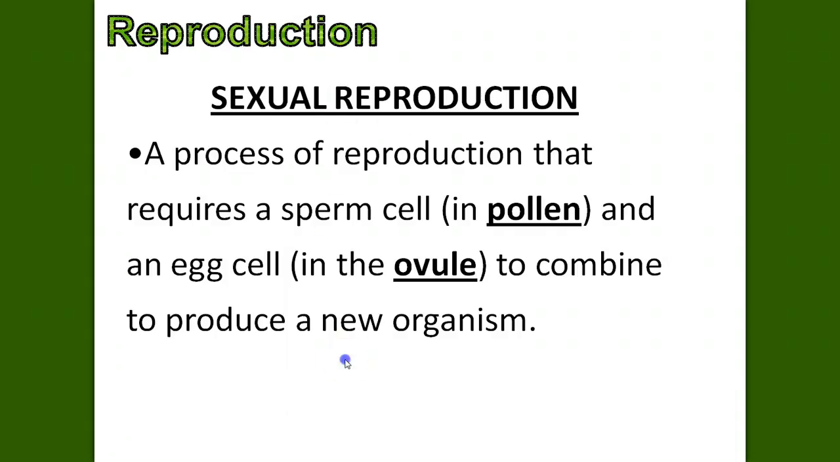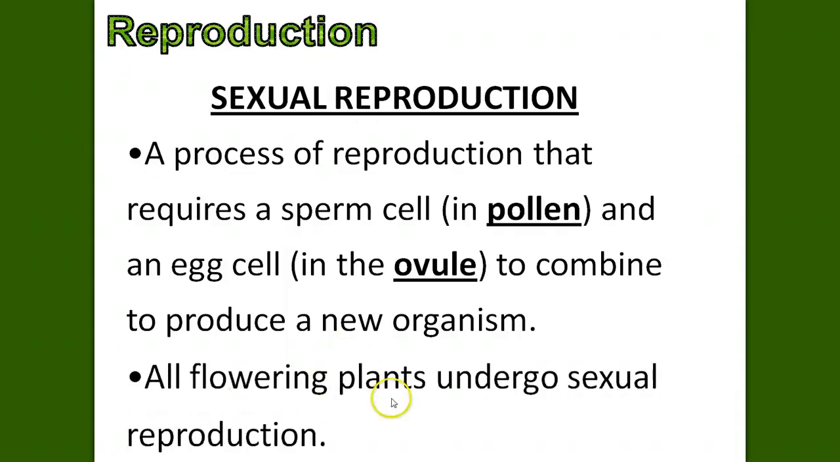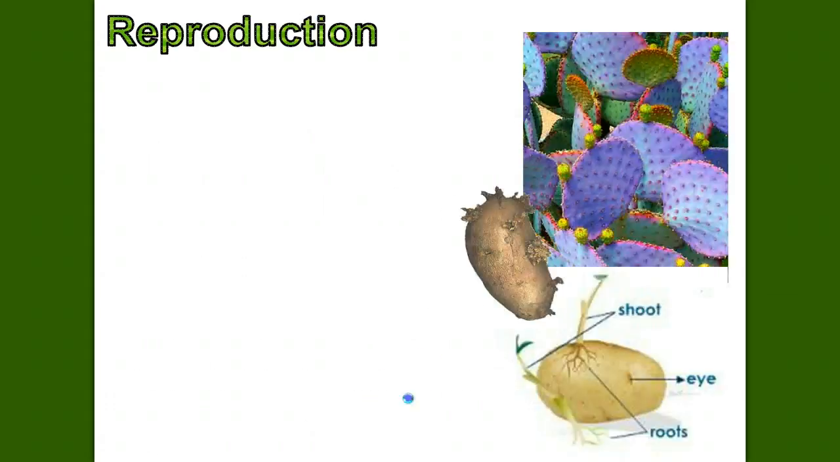Sexual reproduction. All flowering plants undergo sexual reproduction. So if you see a plant and a flower is on it, it's going through sexual reproduction. But then there's something totally different called asexual reproduction.